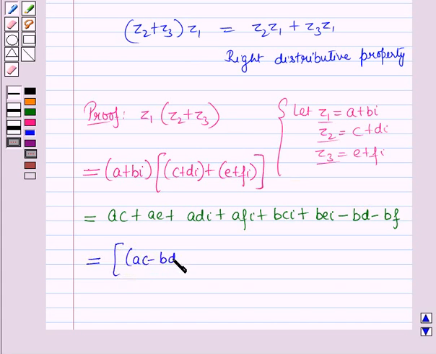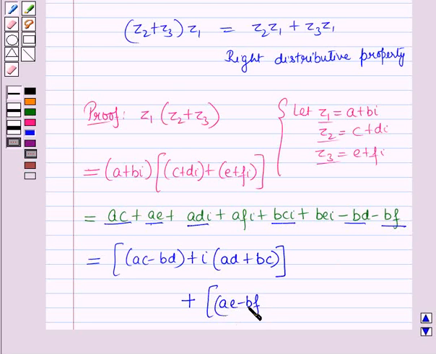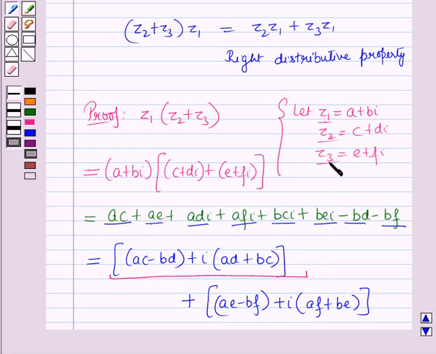AC minus BD the whole while combining these two terms, and combining these two terms and taking iota common, it will be plus iota into AD plus BC the whole plus, now combining these two terms, it will be AE minus BF the whole, and combining these terms, it will be plus iota into AF plus BE the whole. Now the product of Z1 and Z2 will give this value, and the product of Z1 and Z3 will give this value.